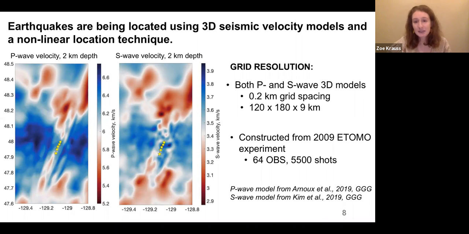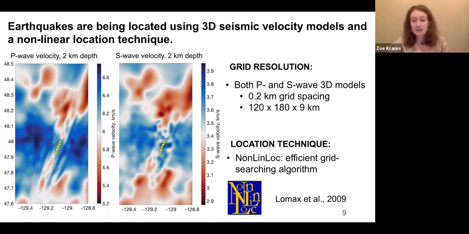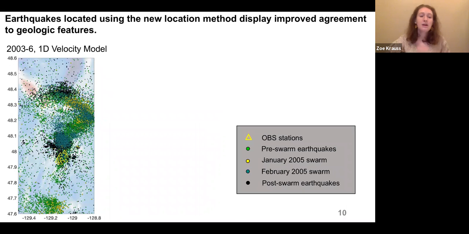And because we have only 0.2 kilometers grid spacing, this necessitates an efficient grid searching algorithm. And so I have been using NonLinLoc to calculate my locations. We can tell how much these 3D velocity models improve our locations by comparing to locations made with only a 1-dimensional velocity model. So what I'm showing here is all 37 earthquakes located between 2003 and 2006. This involves earthquakes before the last swarm and also after, and so I'm just coloring by that.